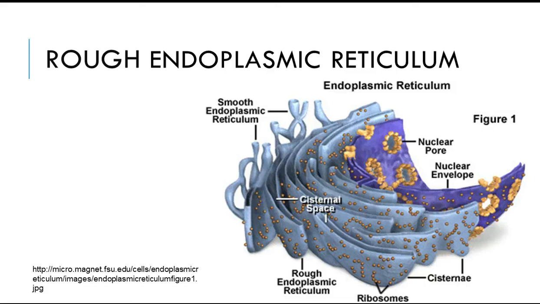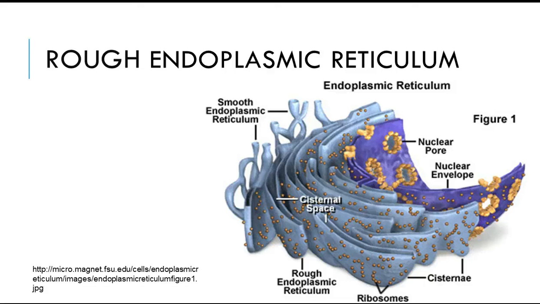Directionality, though, is very, very important to understand. At the rough ER, when proteins are made at the rough ER, the peptide grows and extends into the rough ER lumen, not out in the cytoplasm. So when a protein is made here at the surface of the rough ER, when it starts assembly here, it's actually going to grow and extend into the lumen of the rough ER.